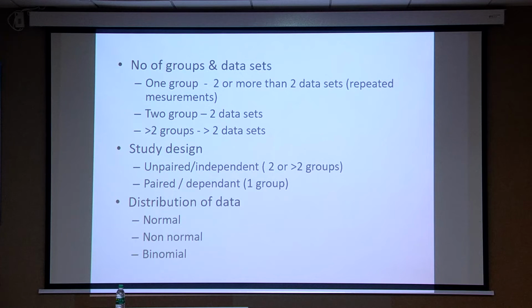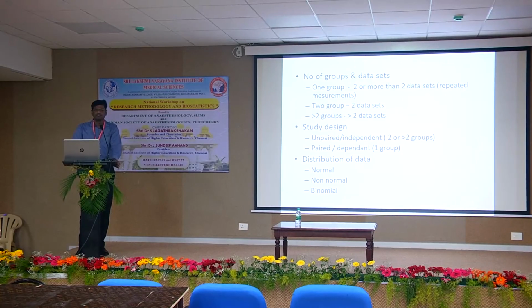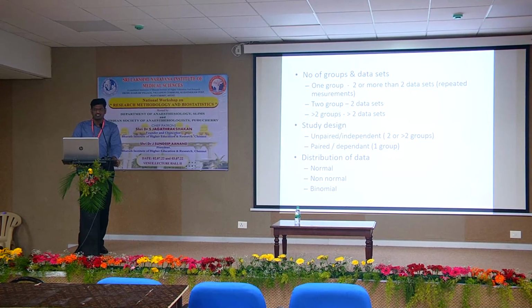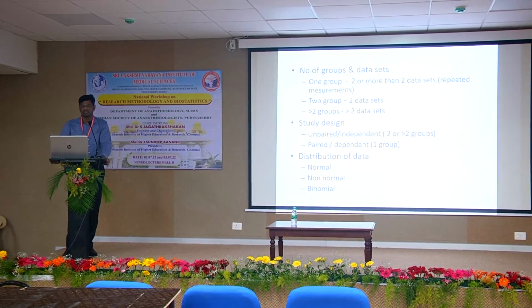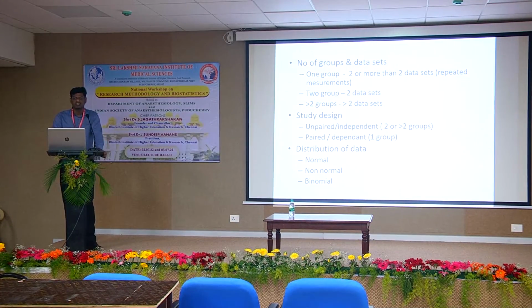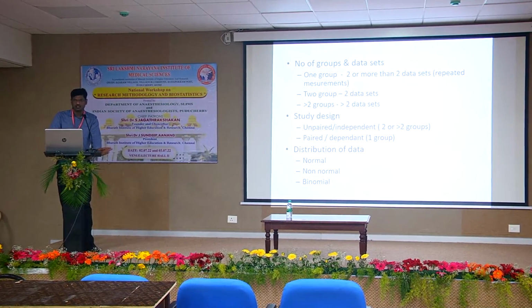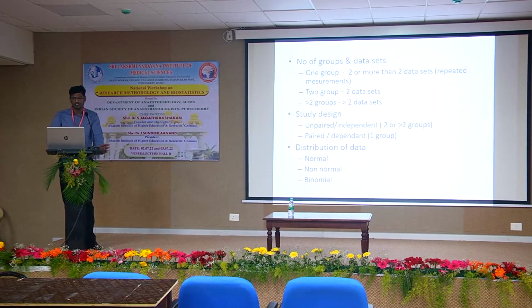The third point is the number of groups and data sets. Whether it is one group with 2 data sets, or more than 2 data sets. For example, for one group with 2 data sets, I am giving a ketamine injection to one group of people and measuring data sets. Or I am giving spinal anesthesia and measuring the blood pressure following spinal anesthesia at 0 minutes, 10 minutes, 20 minutes like that. So multiple data sets. Two groups, 2 data sets, as I gave earlier, like clonidine versus dexmedetomidine; or more than 2 groups and more than 2 data sets.